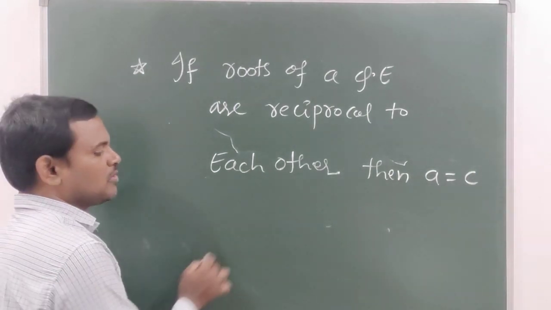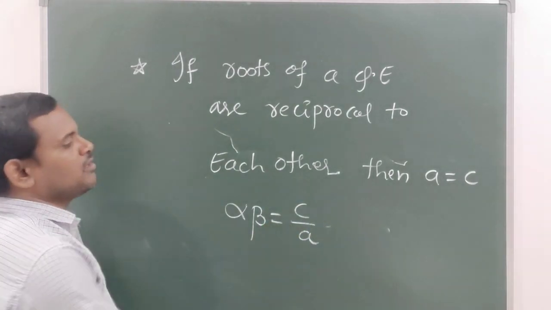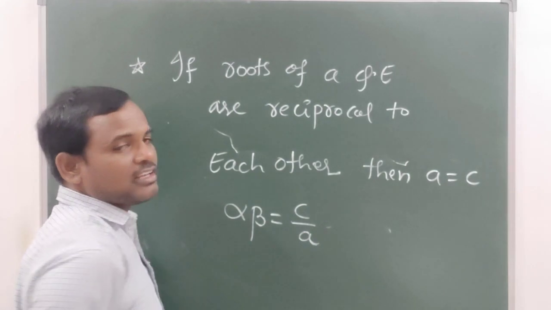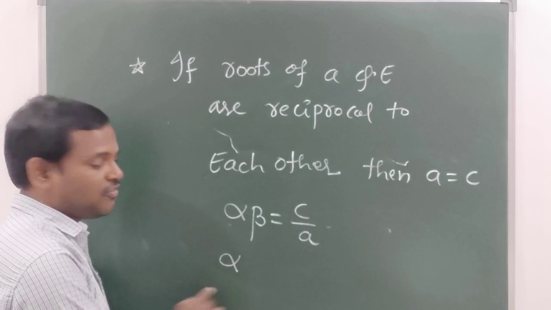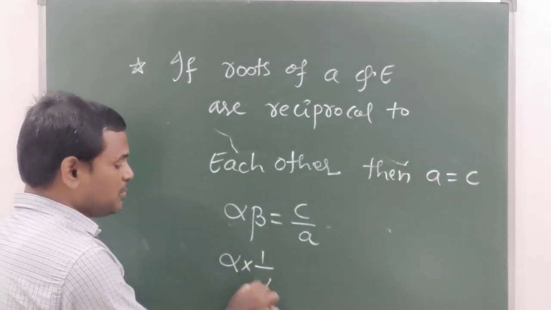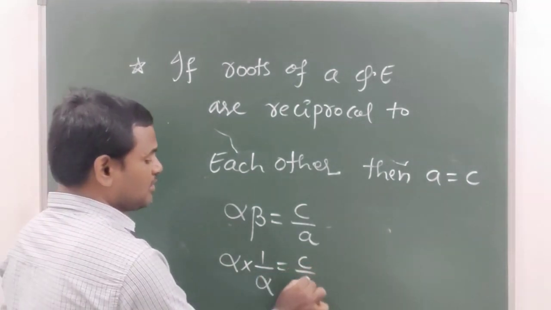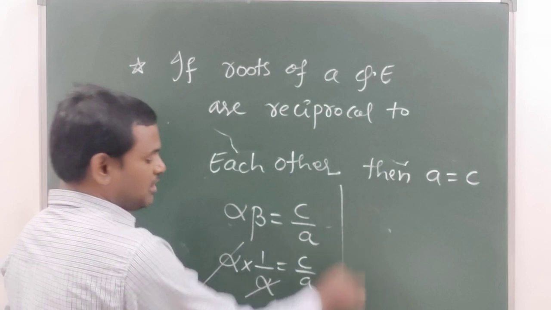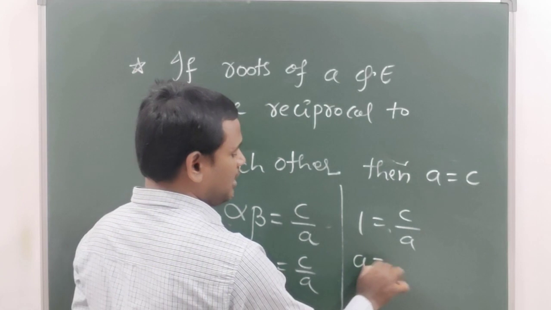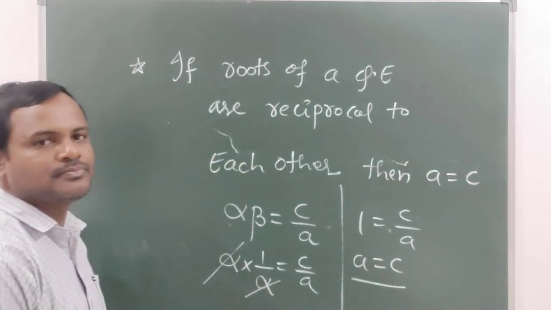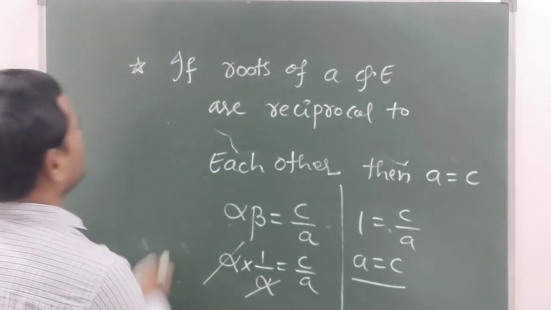because you know the product of the roots alpha beta equal to C by A. So here we are taking the roots are reciprocal to each other. Reciprocal to each other means if one root is taken as alpha, then the other root must be taken as 1 by alpha, the reciprocal of this. Now take their product, alpha cancels, then what do we get? 1 is equal to C by A. Transfer A to the left side, A is equal to C you will get. Okay? Right. Next.